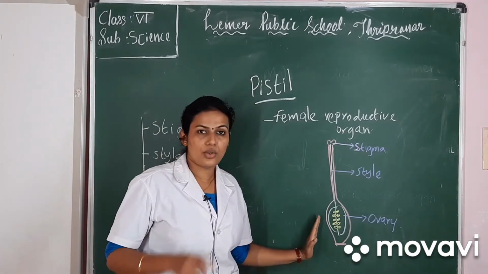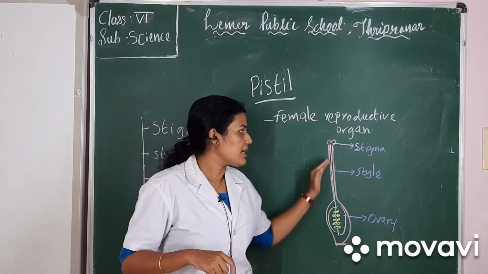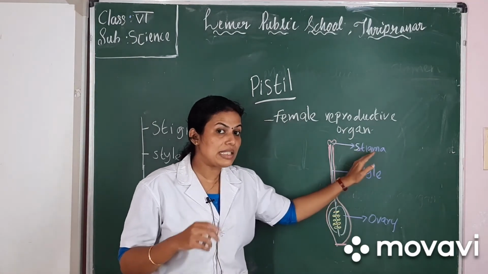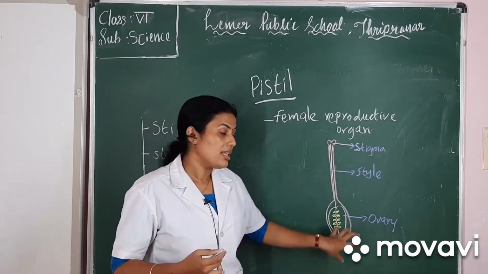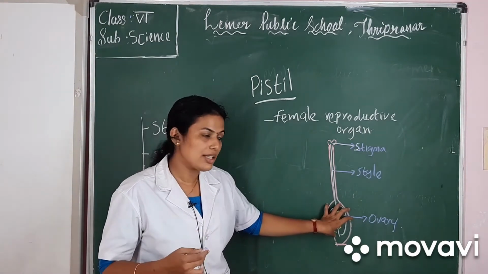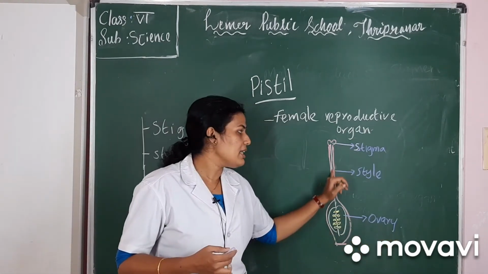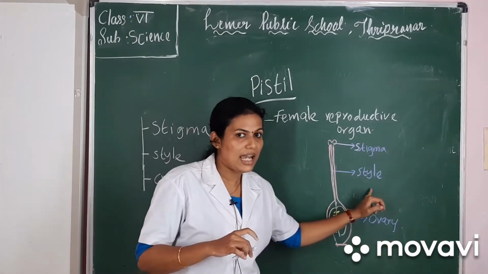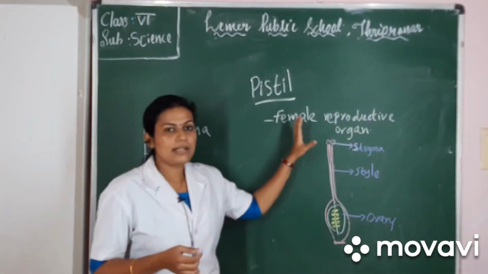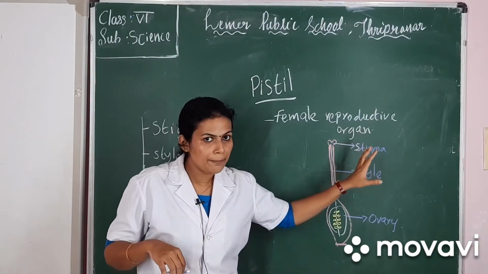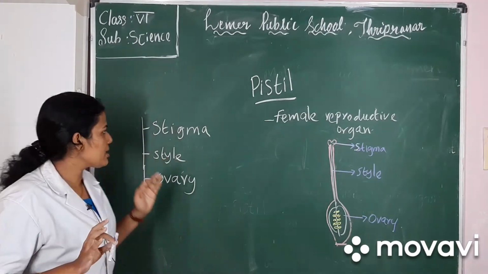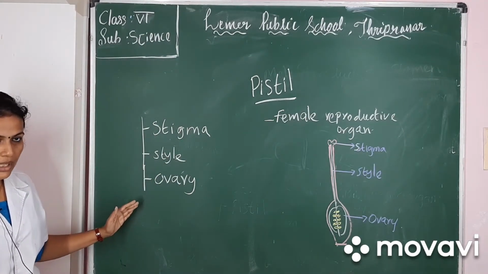So teacher has just drawn the structure of pistil. That is, the upper portion of the pistil is called stigma. The swollen base of the pistil is called ovary. And the middle tube-like region is called style. So the pistil is the female reproductive organ. It consists of three parts. They are stigma, style and ovary.